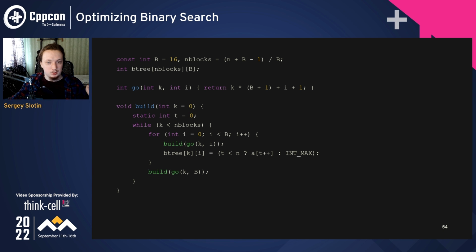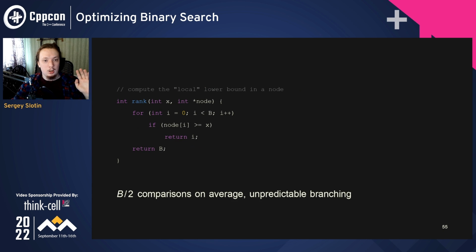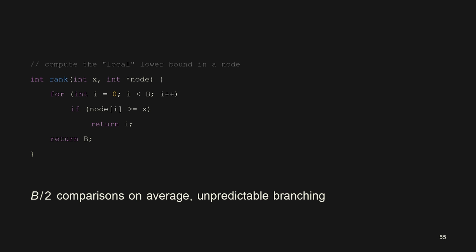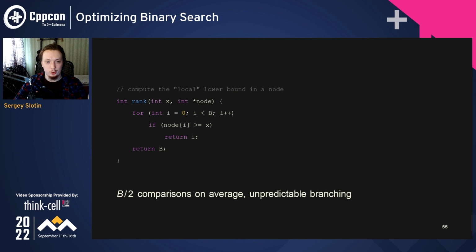The interesting part is performing the search in the structure, and for this we need to be able to find the local lower bound in a node. That is, find the index of the first element that is greater or equal to the search key. The most straightforward way to do this is with linear search. We just check each element from left to right in a loop and return the first one that is greater or equal to the search key.